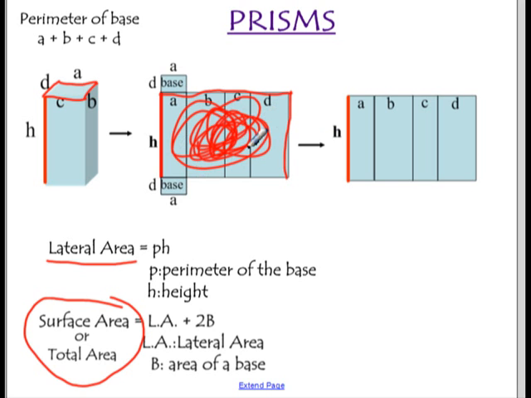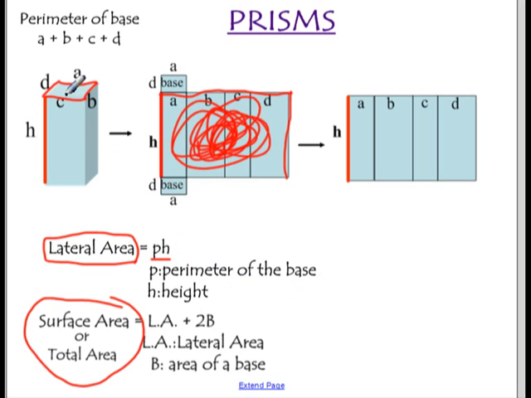And so we're finding the area of that one big rectangle, and that's the lateral area. Again, all those faces, in this case 4 rectangles, but there could be more or less, all of those rectangles put together make up the lateral faces. That's the lateral area. But all you need to know is it's the perimeter of the base times the height.